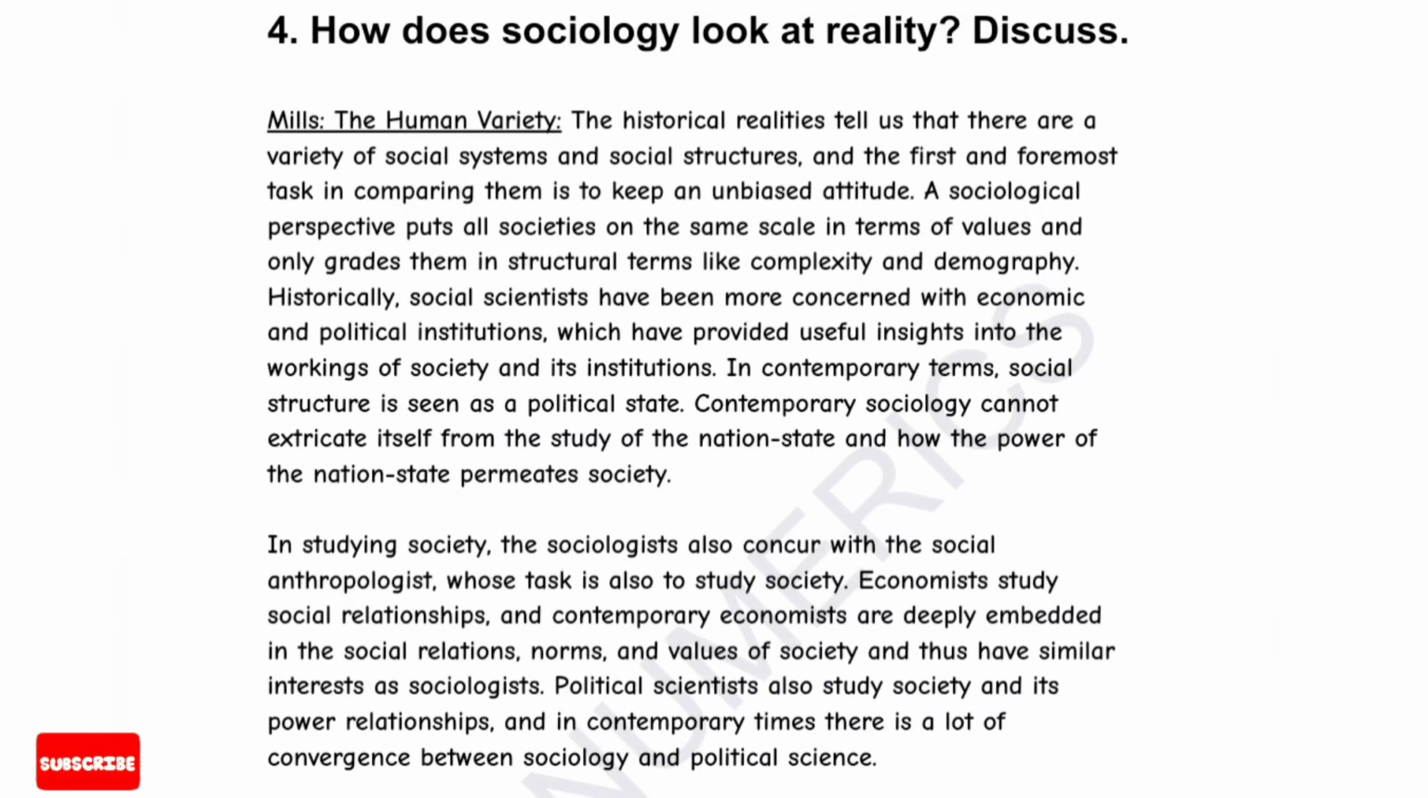4. How does sociology look at reality? Discuss. Mills, the human variety. The historical realities tell us that there are a variety of social systems and social structures, and the first and foremost task in comparing them is to keep an unbiased attitude. A sociological perspective puts all societies on the same scale in terms of values and only grades them in structural terms like complexity and demography.